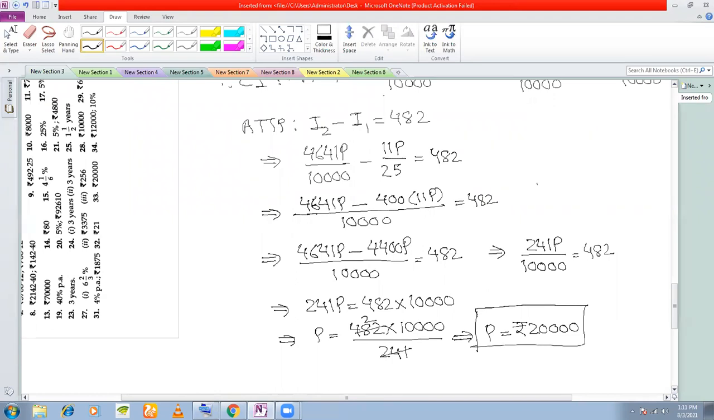So 20,000, if you are investing at 20% half yearly, will fetch you more interest than 20% invested yearly. By how much? 482. Is this clear to everyone? Yes, sir.